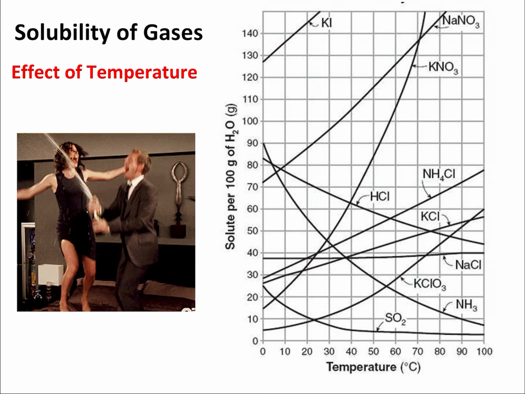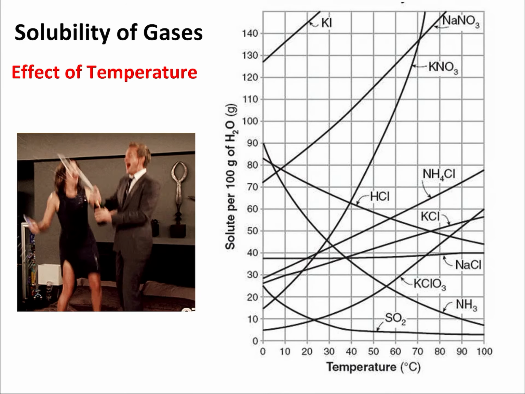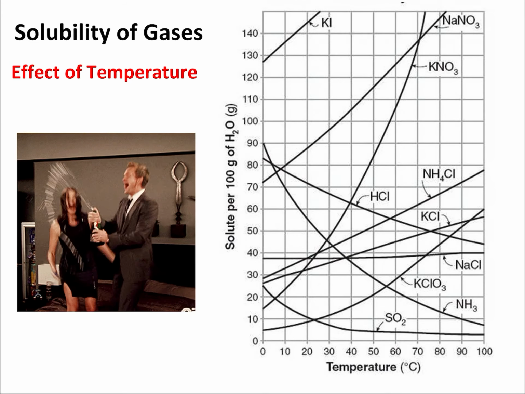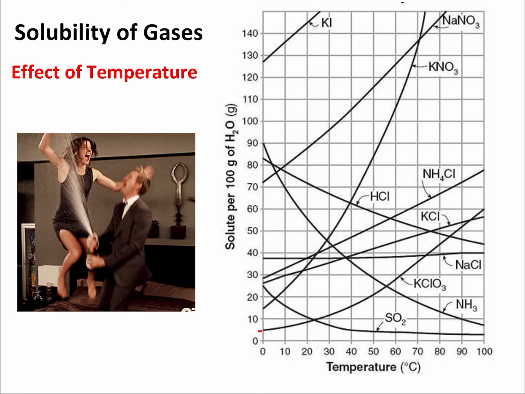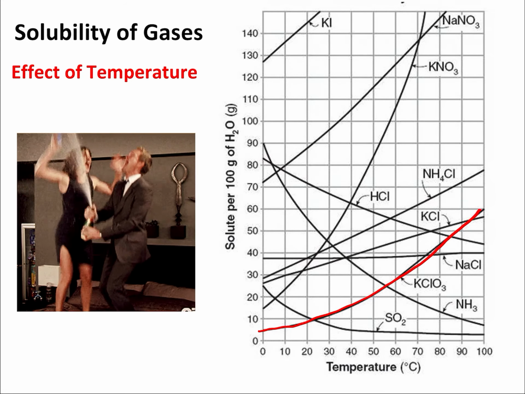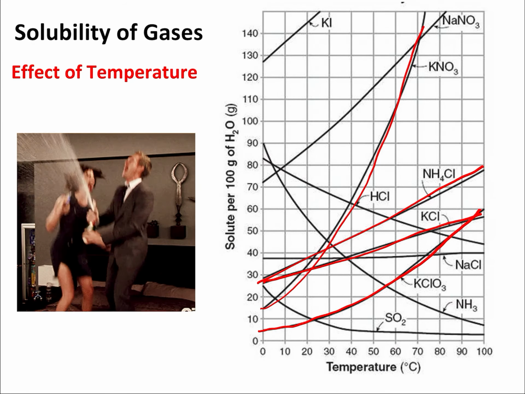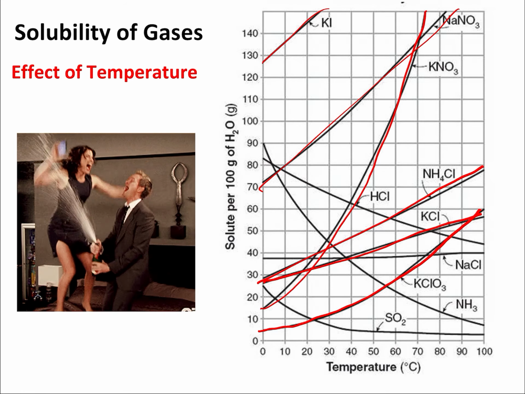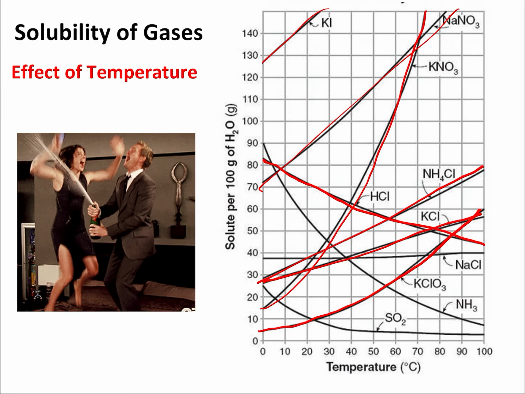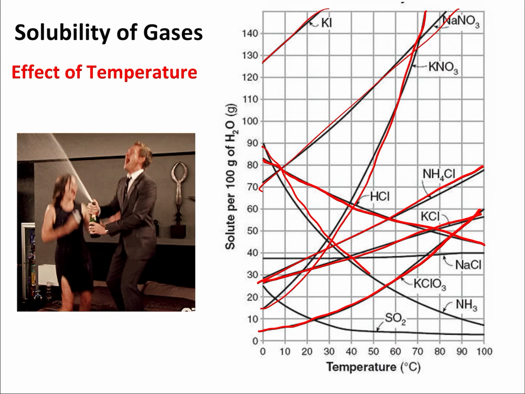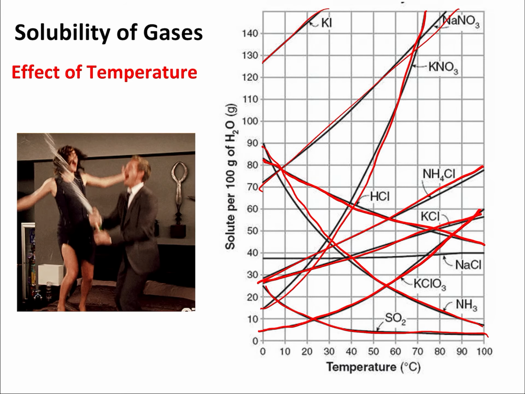So this is a chart that's showing solubility of different gases at different temperatures, and what you can see is that most salts, most solids, increase in solubility as you increase the temperature of the liquid. You see lines like this for KCl, solubility goes up. Ammonium chloride, potassium nitrate, sodium nitrate, potassium iodide, so on. But for gases, things like HCl, which is a gas at room temperature, so is ammonia, so is SO2, these all go the opposite way. When you increase the temperature, it decreases the solubility.